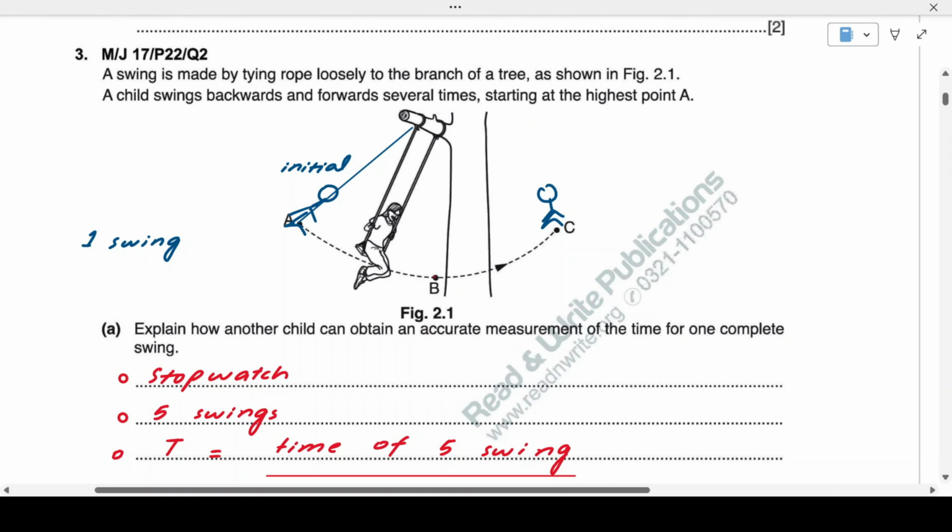So B is the point where GPE is 0, because height is 0. GPE, gravitational potential energy, is 0. Now technically all of the gravitational potential energy should have been converted into kinetic energy. So kinetic energy at B should have been 240, but it's not 240. Let's say it's 200.